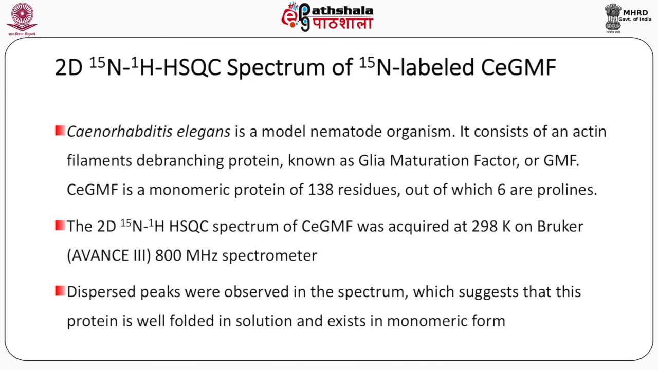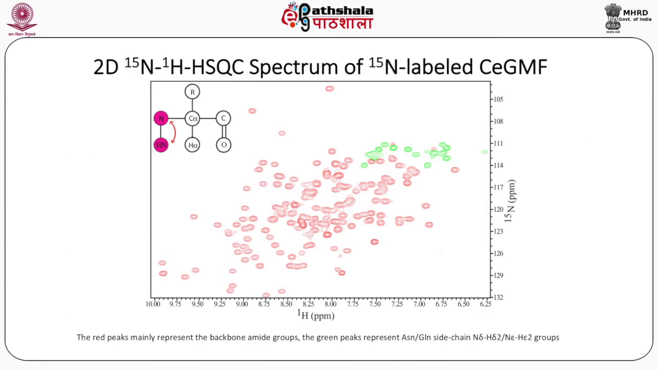The two-dimensional N15 proton HSQC spectrum of CEGMF was acquired at 298 Kelvin, which is 25 degrees centigrade, on a Bruker Avance III 800 megahertz NMR spectrometer by using a cryoprobe. Dispersed peaks were observed in the spectrum, which suggests that this protein is well folded in solution and exists in monomeric form. The 2D N15 proton HSQC spectrum of N15 labeled CEGMF is shown in this figure.